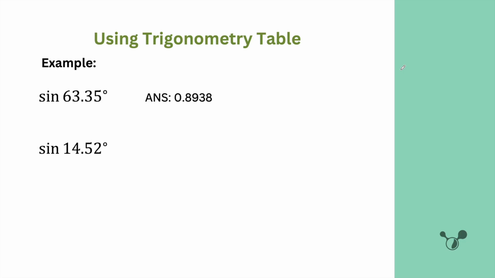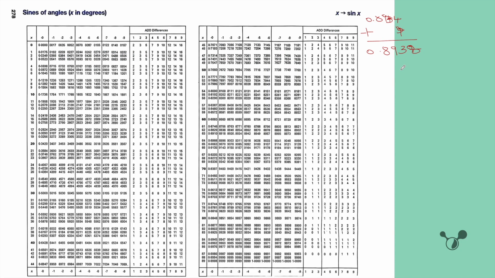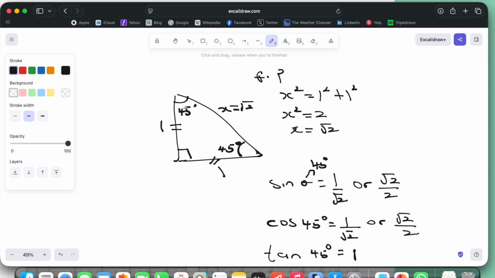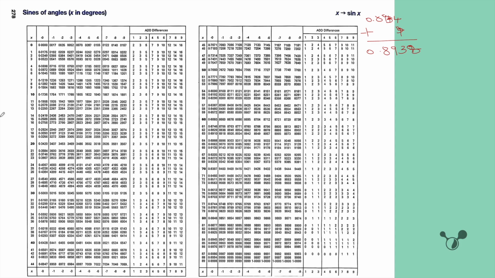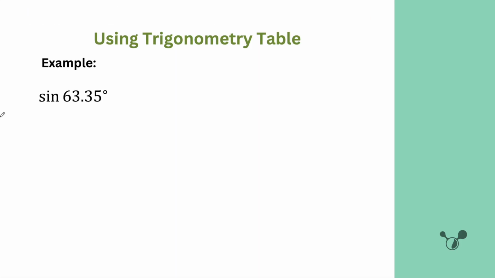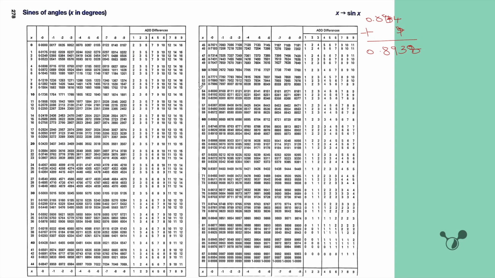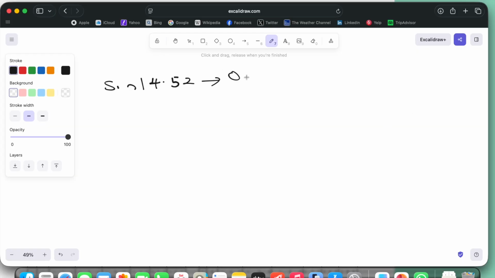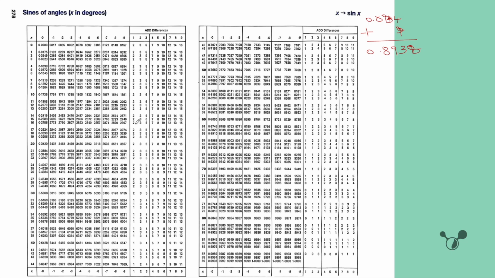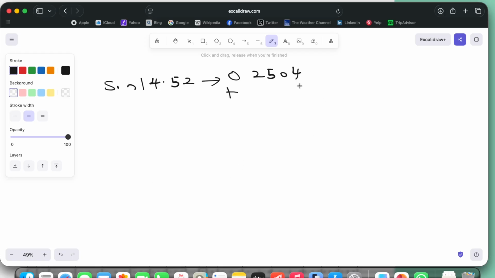So we have sine 14.52. So let's see, sine 14.52. So we'll go to sine 14.5. That would be 0.2504. So let me just come here and see 0.25. Let me get this thing again. Sine 14.52. So for 14.5, we'll go to 14, we'll look at 5, 0.2504, plus we'll go to the difference of 2, 14.5, this is 2, so that's 3. So plus 3. And that will give us what?